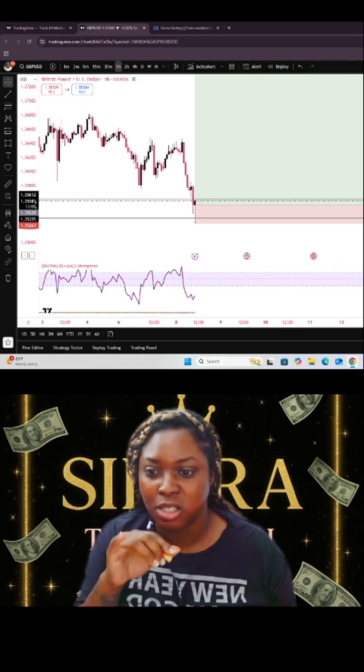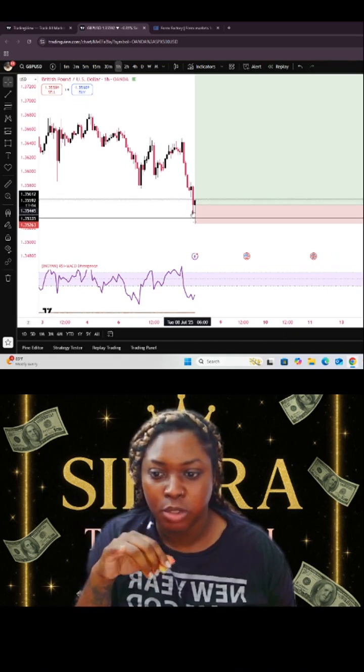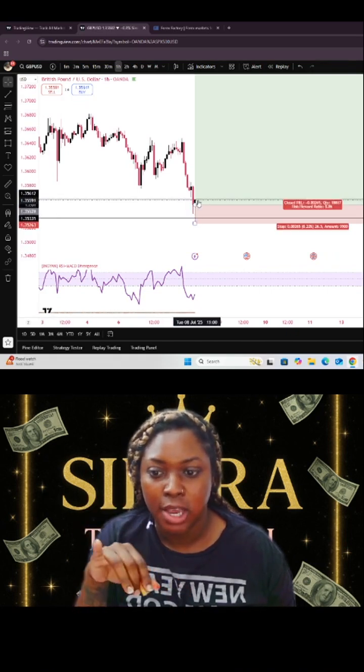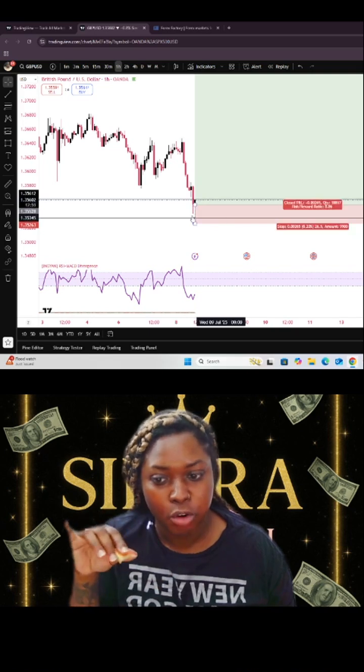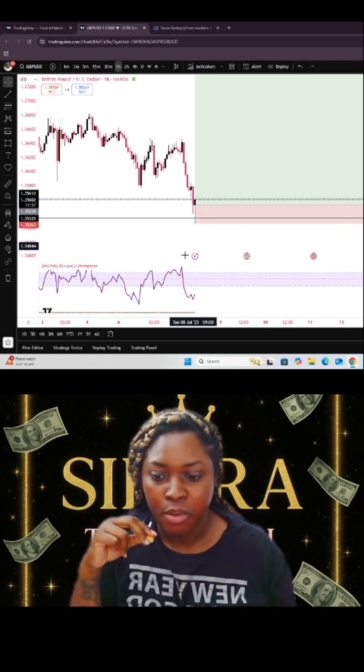We got 13 minutes left on this candle, which is an hourly candle. Price close at the top. That's called a pin bar candle from this zone here. We out of there.